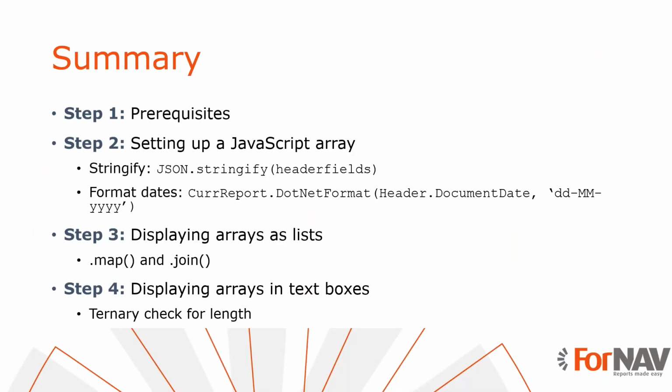So let's recap what we just did. We wanted to avoid a blank space in the document header when something did not have a value. First, we created a JavaScript array to store values and captions from the header table. We checked the array using stringify function and formatted the data output. We used map and join to output a list of captions and a list of values. And lastly, we set up some text boxes to display the captions and values in the array, and we added a ternary check to filter out the empty values.